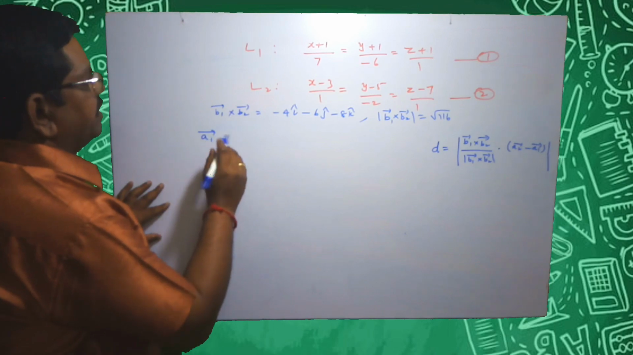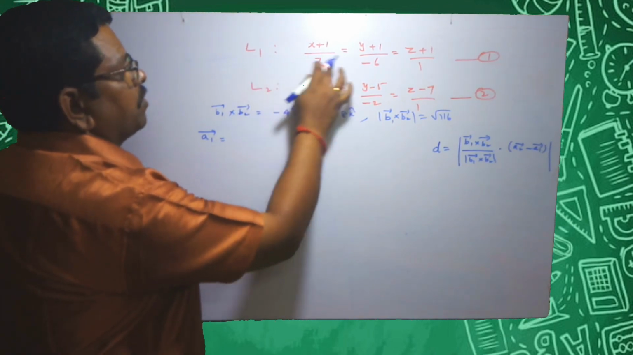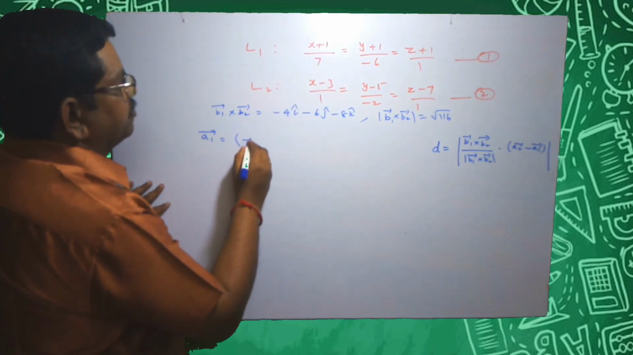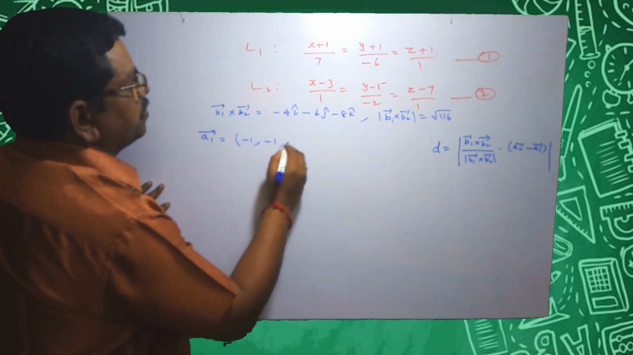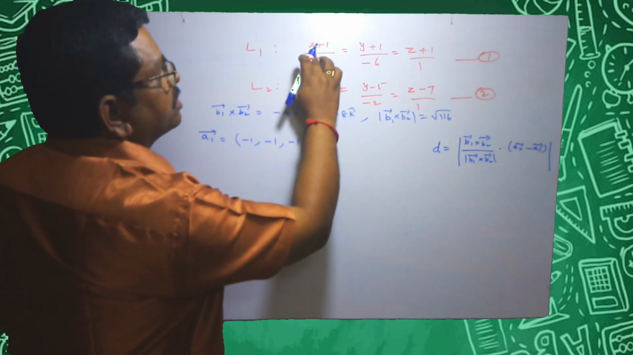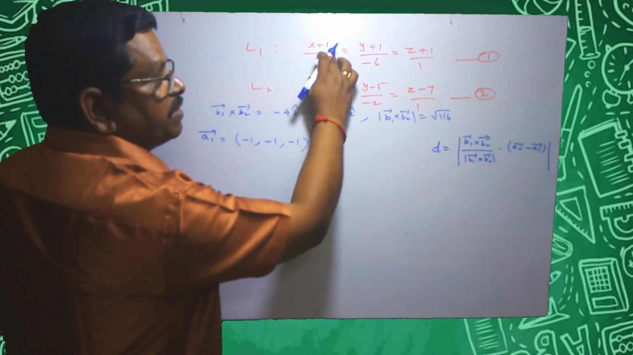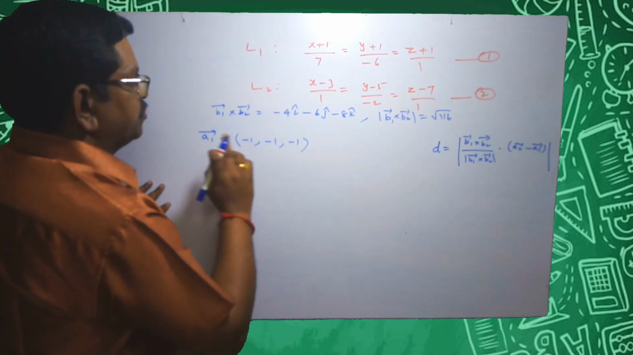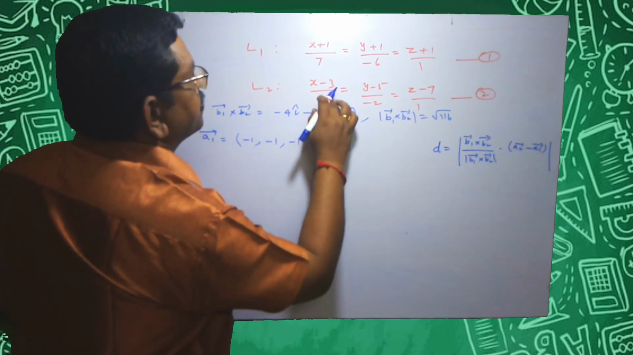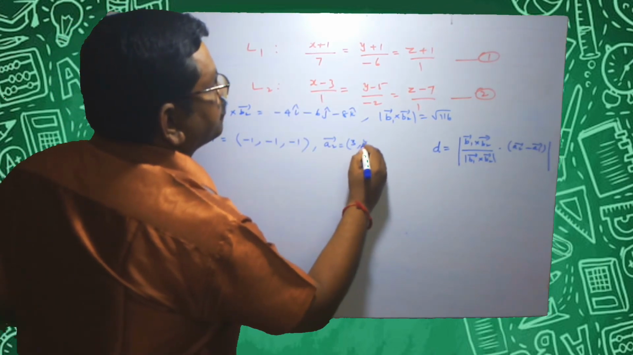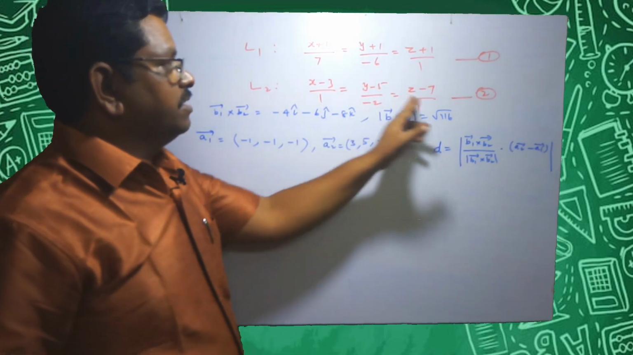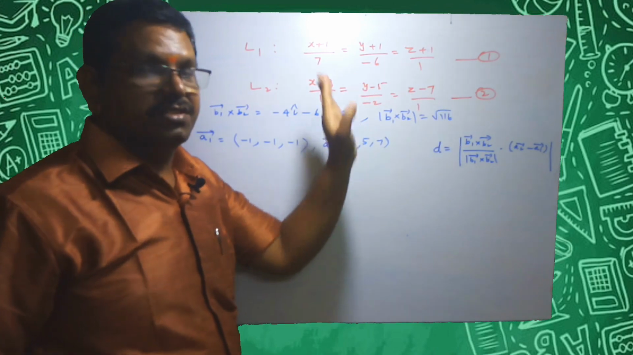A1 vector can be taken from this line L1. Here these values are x1 value, that is minus 1, y1 that is also minus 1, z1 that is also minus 1, because here it is plus 1 given. As per formula x minus x1, we need x minus x1. Here plus 1 can be changed as minus 1. Similarly, A2 is also taken from the second line, that is 3, 5, here it is 7. We are not changing any sign here because the correct sign is given in the question itself.